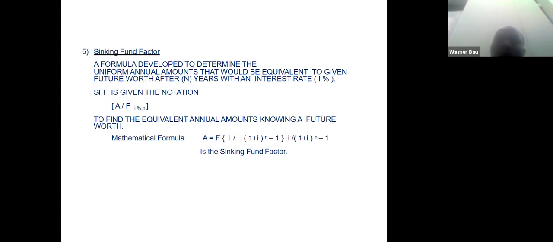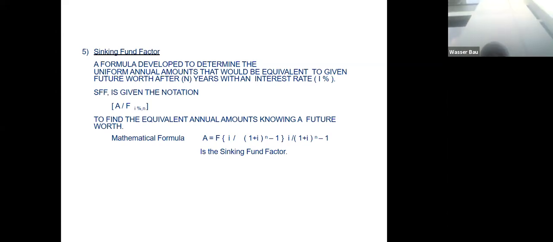My son wants to study in the United States. And by the time he finishes his bachelor's in the US, he must have spent $100,000. How much am I supposed to be putting in the bank every month for him to be able to sustain himself in the university? That is what we call a sinking fund.